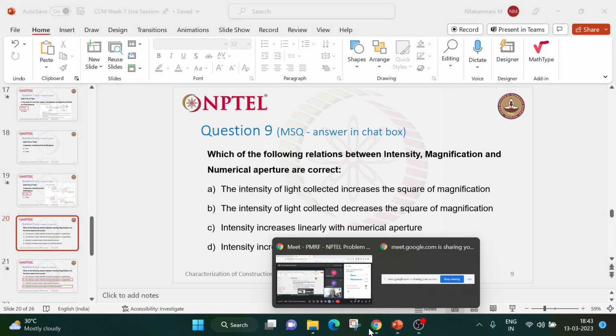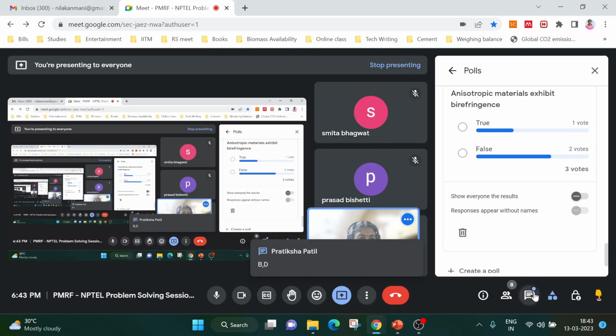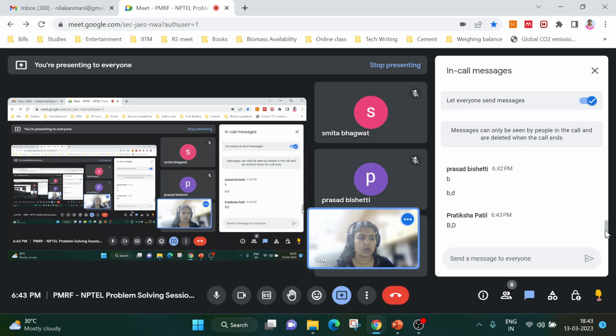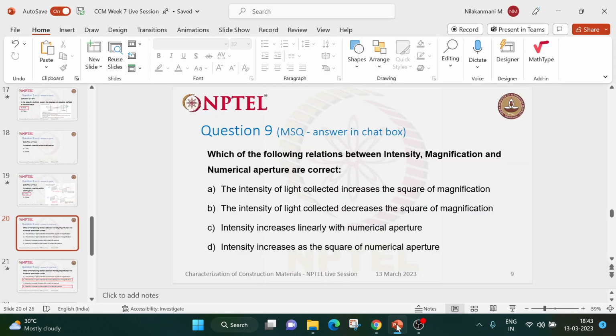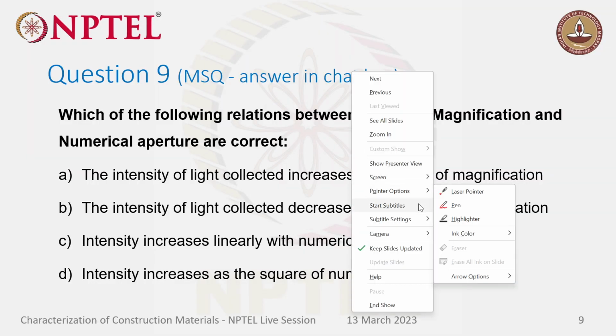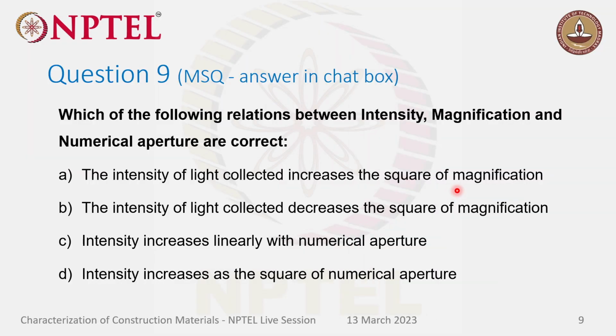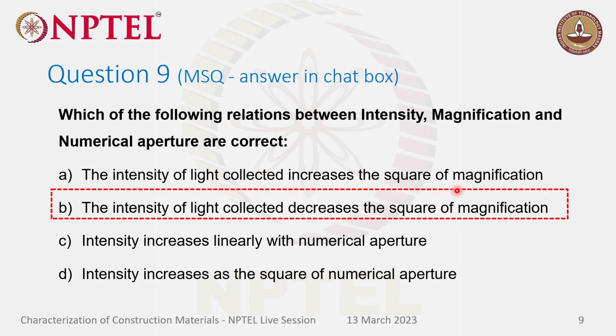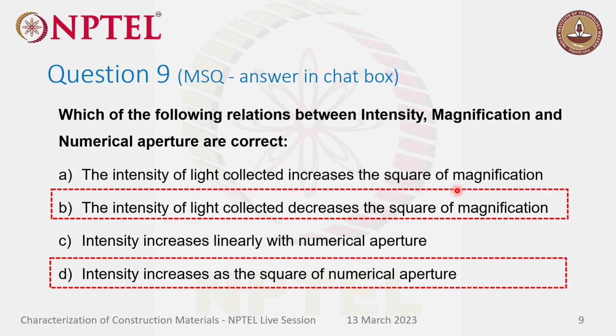Let's see the class response. Okay, B and D. Thank you, both of you. So now let's see the correct answer. Here in this case, the correct answer is both option B and option D.